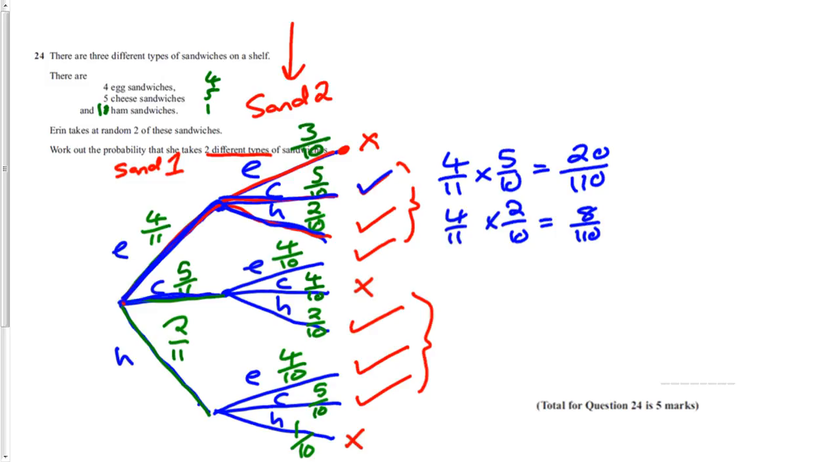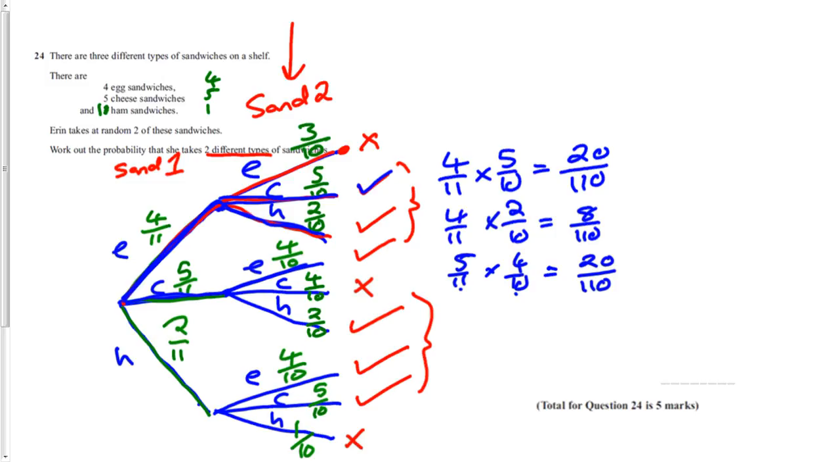This one here, we went cheese first of all, then egg, so that's 5/11 times by 4/10, which is 20 over 110. One thing I haven't said is that when you multiply fractions, it's dead easy. You just times the top 2 numbers, so 5 times 4 is 20, 11 times 10 is 110.